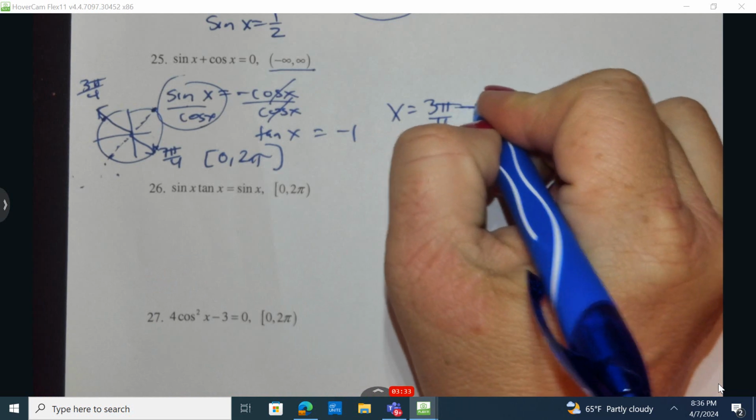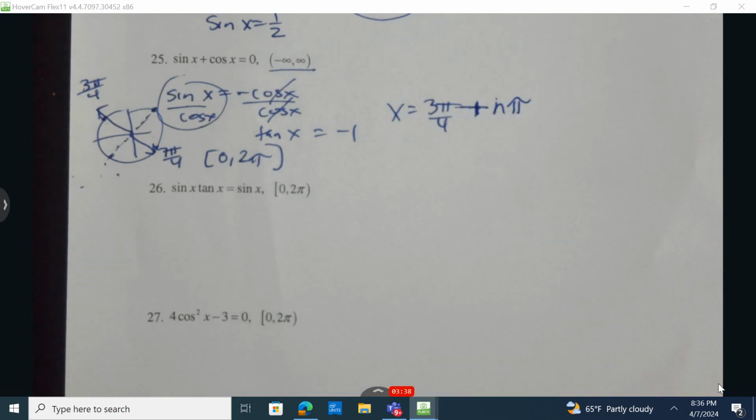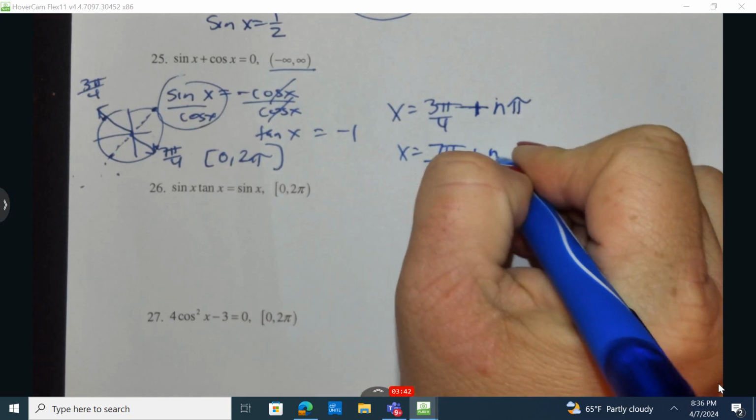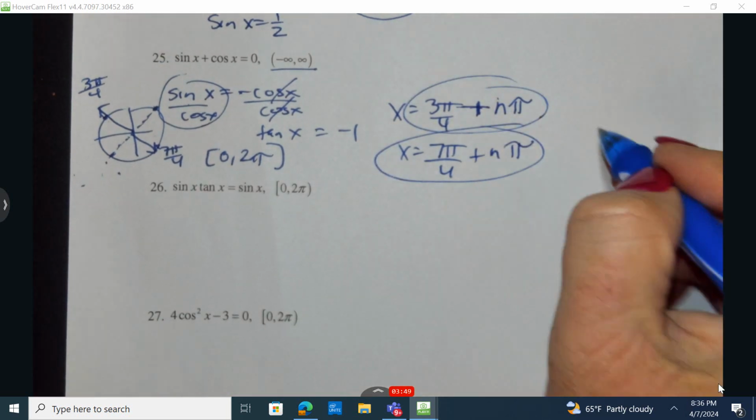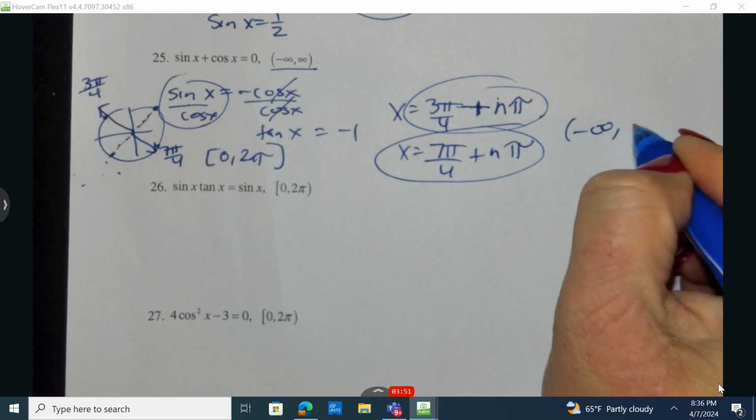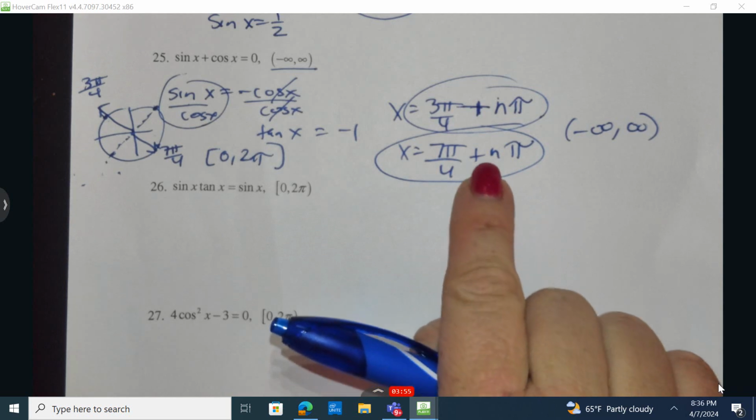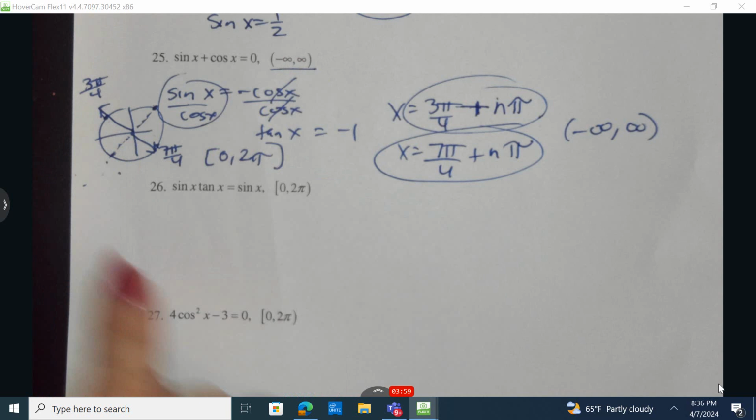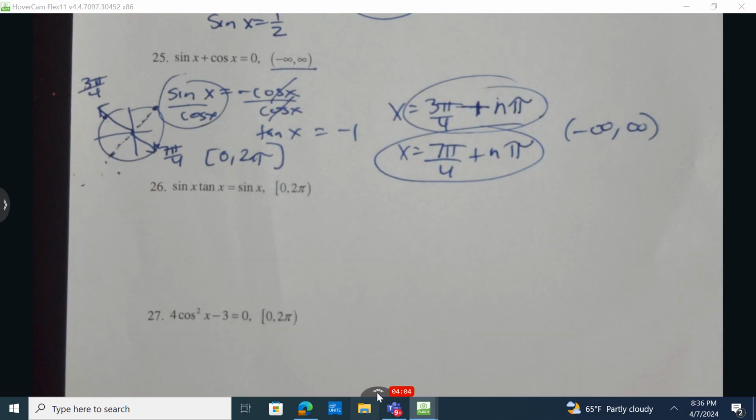For as many revolutions as we want to go around, so n times pi, we would finally get that answer. And same thing here for 7 pi over 4. For as many revolutions as we'd want to go around, we could achieve the exact same answer. And so this is how to express the two solutions based on the fact that it says from negative infinity to positive infinity. Whether it's one revolution or 2 revolutions or 3 revolutions or 4, this would always hit at these 2 points. Let's look at 26.